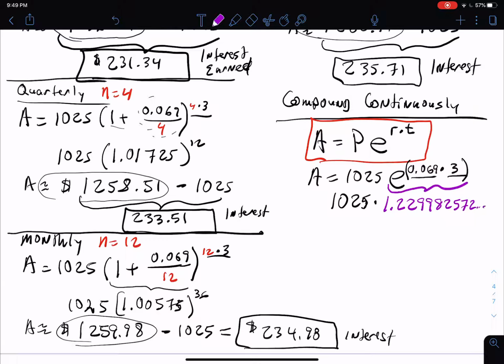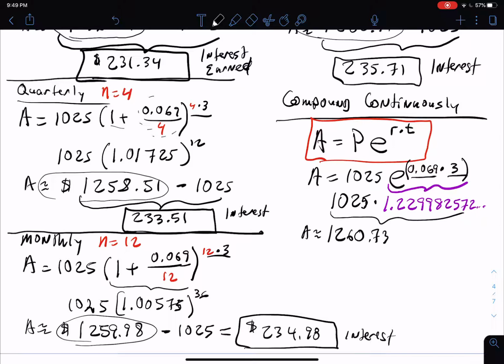82572, and that's quite a bit of accuracy there. Now we just multiply those two values and we've got the future value accumulation, which is approximately $1,260.73. That would be the future value, but they asked for the compound interest. So we better subtract out the principal, the amount we started with.